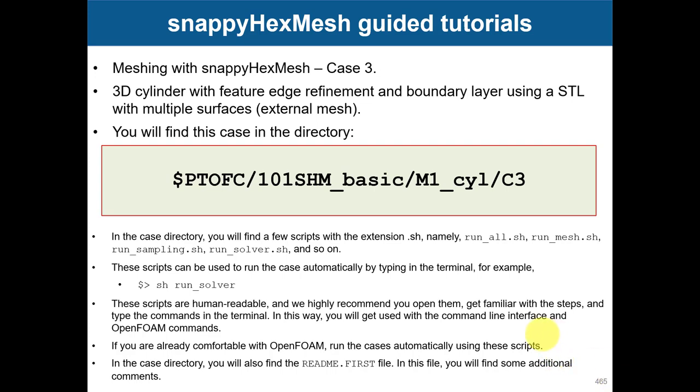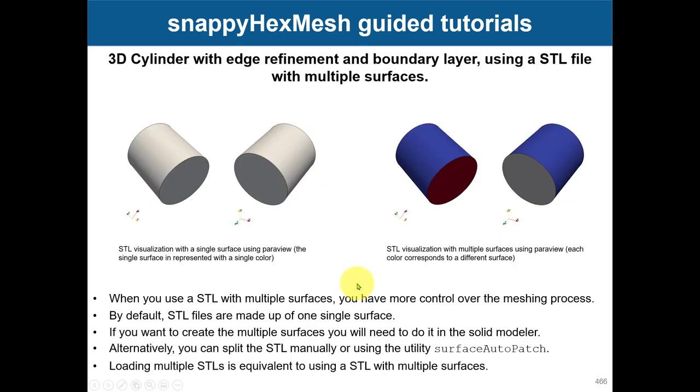And what are we going to do in this one? We already mastered the parts of castellation, snapping, and boundary layer. But now let's look at what happens if we have an STL with multiple surfaces. We haven't done this so far. We have used a single STL, but it is also possible to use an STL with different surfaces defined. You see here different colors represent different regions in the STL. And well, you can get the idea.